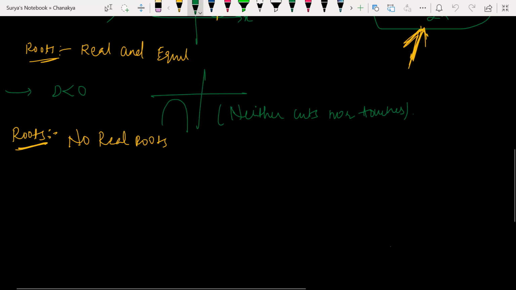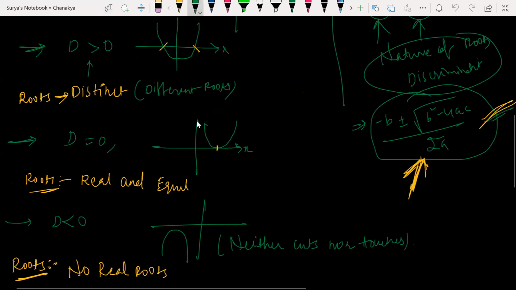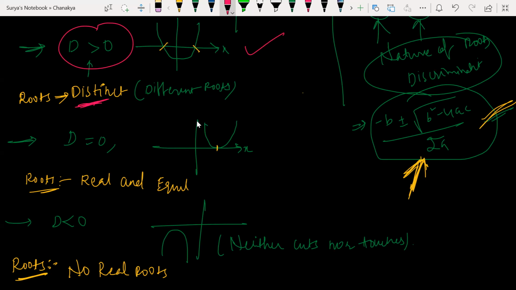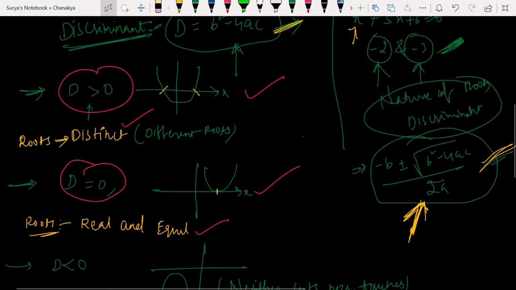So when the discriminant is something, look, you should know this. This one everyone should know. If the discriminant is greater than 0, the parabola cuts the x-axis at 2 distinct points. The roots are what? Distinct roots, which means different roots. Okay, if the discriminant is 0, the parabola cuts the x-axis at a single point. My roots are what? Nature of the roots is what? Real and equal roots. Here the nature of the roots was distinct roots.